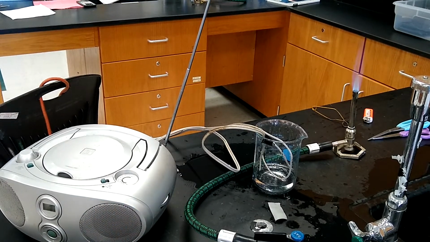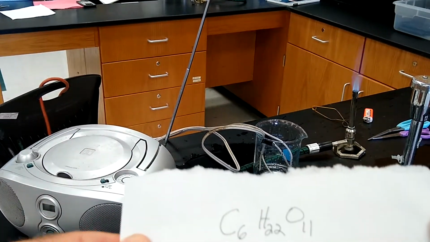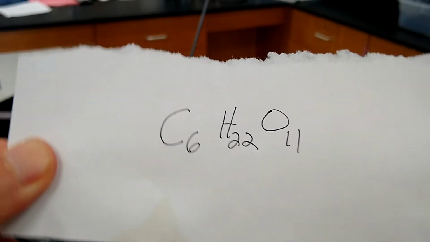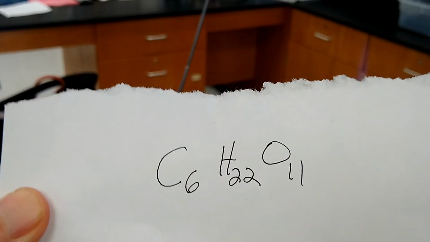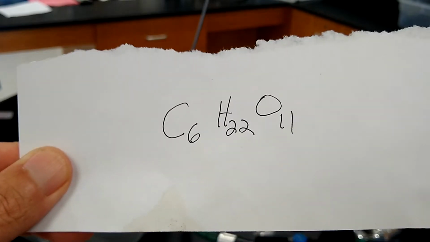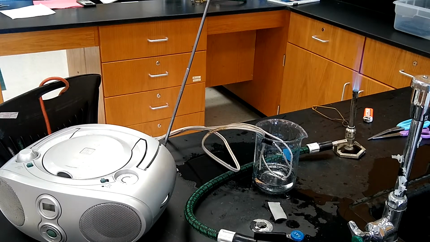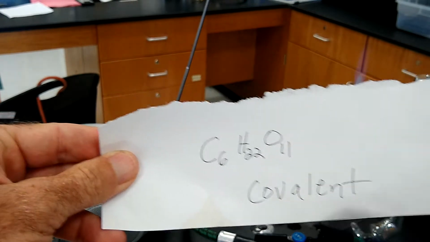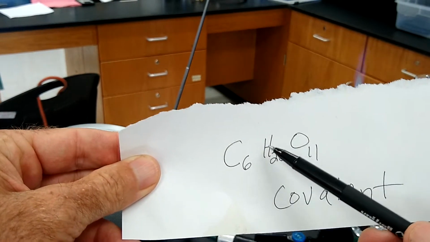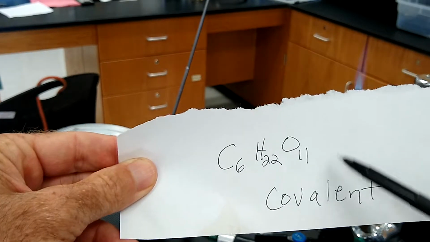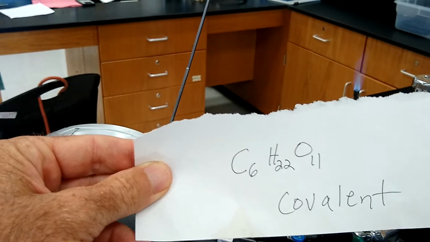Okay, now we have a different powder. Here is the formula for our new powder. Tell me first, do you think this is ionic or covalent? All right, the answer is covalent. This does not cross the stairs. The H doesn't count. This is sugar. This is a sugar, people.